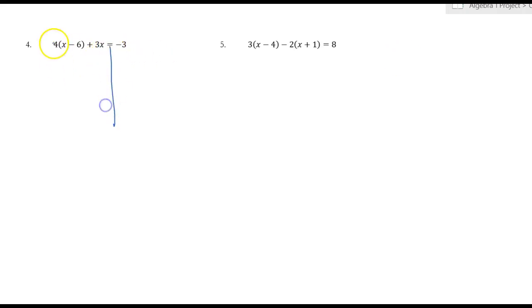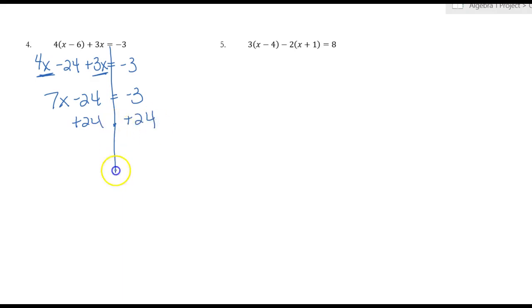Okay, welcome back. So if I distribute, I get 4x minus 24 plus 3x equals negative 3. I'm going to combine my 4x with my 3x, and I get 7x minus 24 is negative 3. I'm going to add 24 on both sides. Got to draw my line a little longer. And so 7x is 21. And now I'm going to divide by 7.